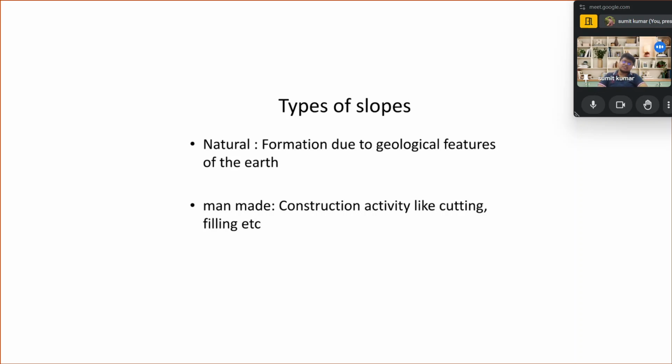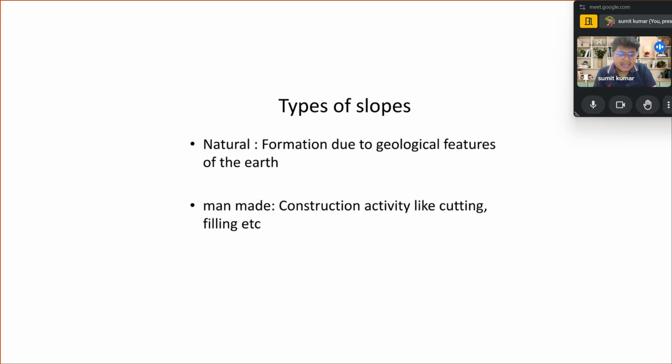So the first is the natural and the second is the man-made. Natural slopes are already established, already present across the country, across the globe, and they form due to the geological features of the earth that are not associated with human or mankind activity.